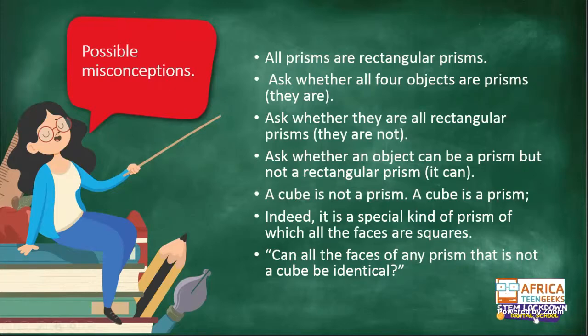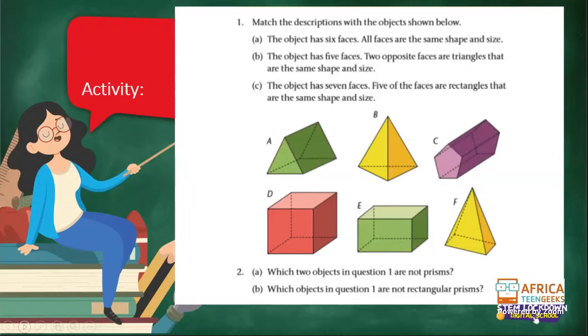Does anyone have any idea whether all the faces of any prism that is not a cube can be identical? All right, let me give you an answer. I hope we do have access to the chat box. Right, let me give you an answer to that. Yes, the triangular prism. There is what is called a triangular prism.